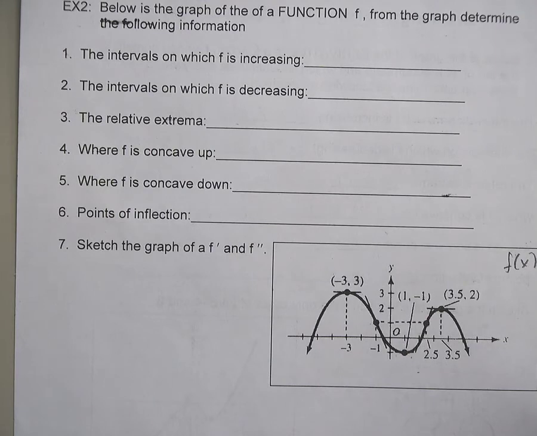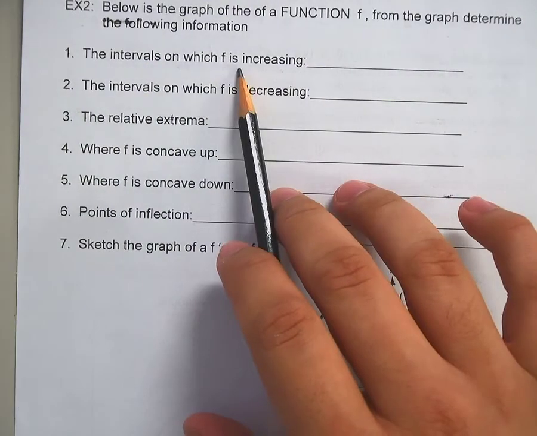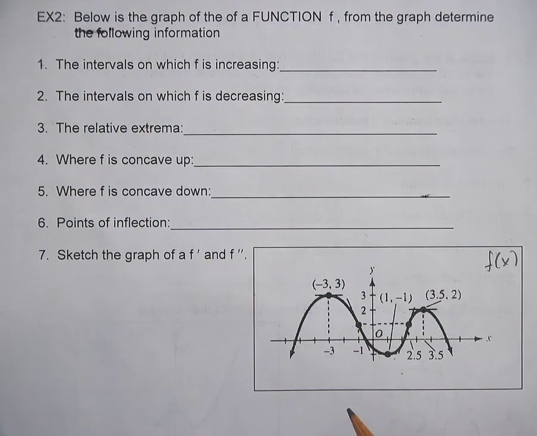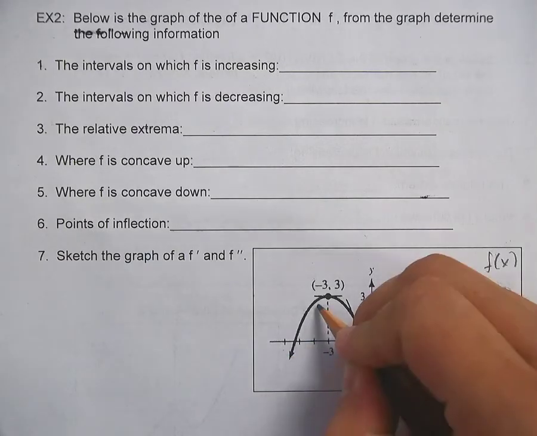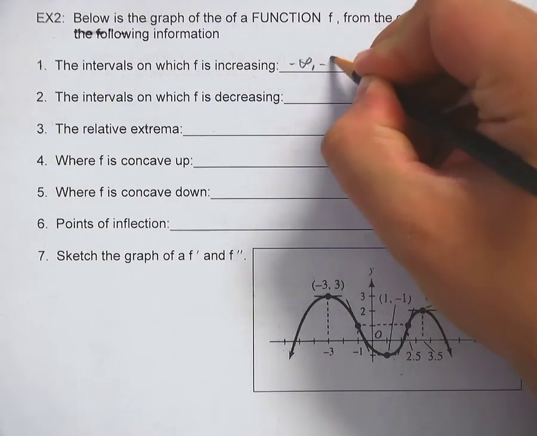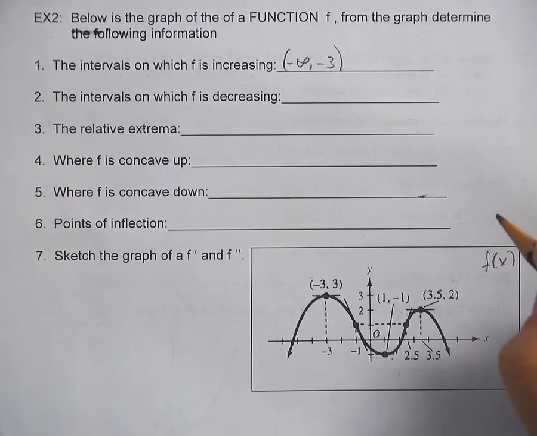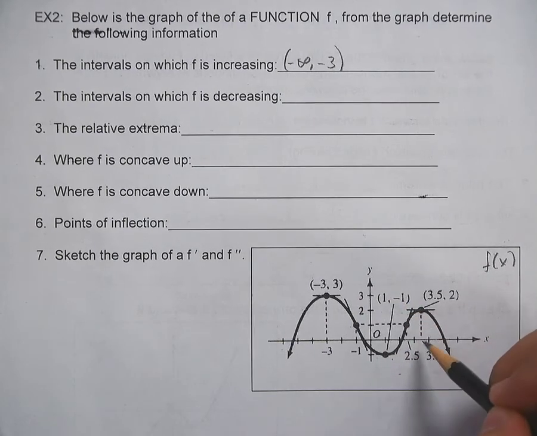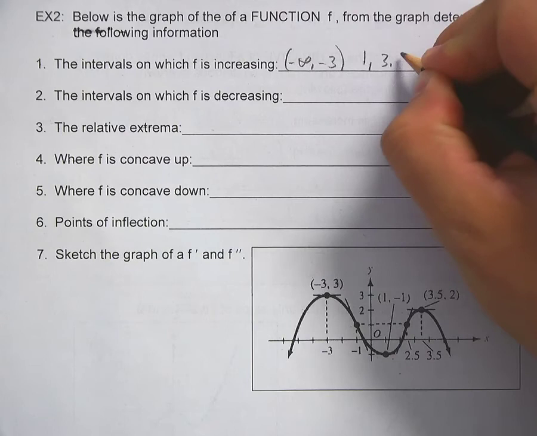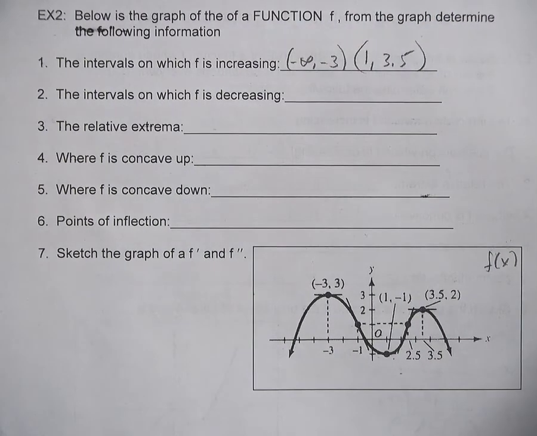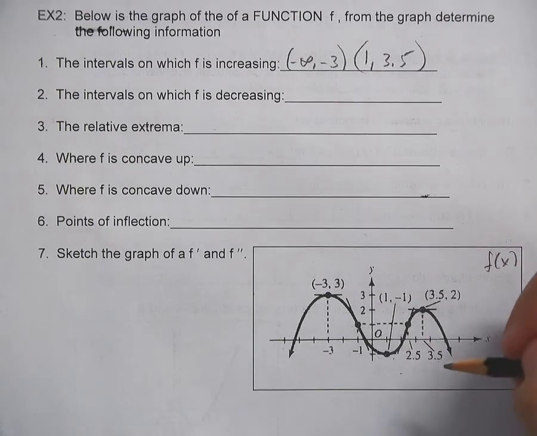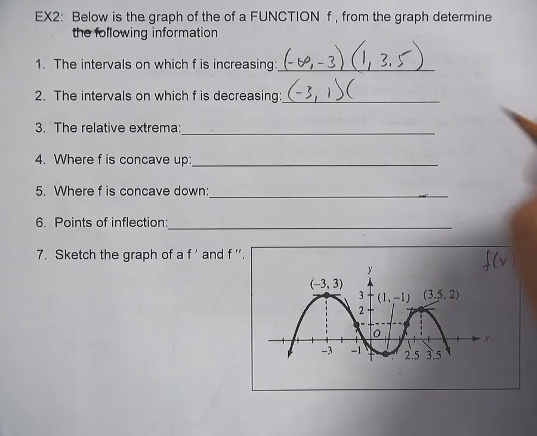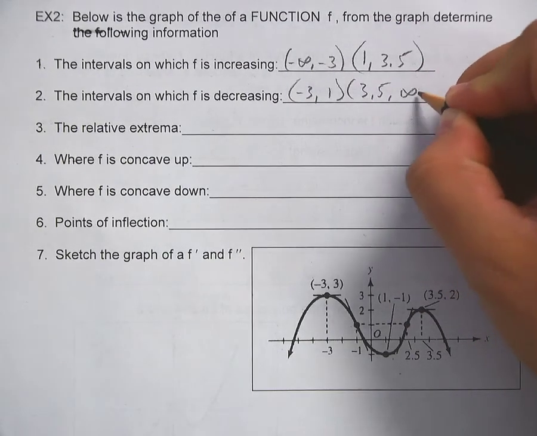Now, very quickly, the intervals where f is increasing, I'm looking at f. So just tell me where f is. Or excuse me, from -infinity to -3. Ding. And then it's decreasing, and then it's increasing again. Increasing from 1 to 3.5. That's just looking at it. Where is it decreasing? From -3 to 1, and then from 3.5 to infinity.